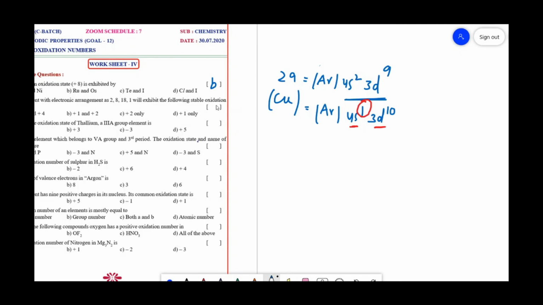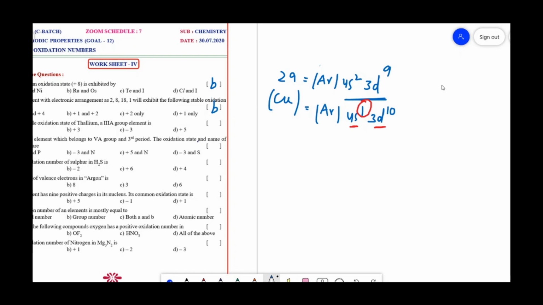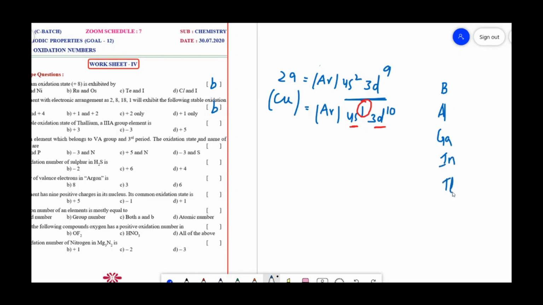You will get both. So the answer is B. The stable oxidation state of thallium, a 3A group element, is... From top to bottom, the 3A group elements are boron, aluminium, gallium, indium, and thallium. So they are 3A group, and their oxidation state is +3.